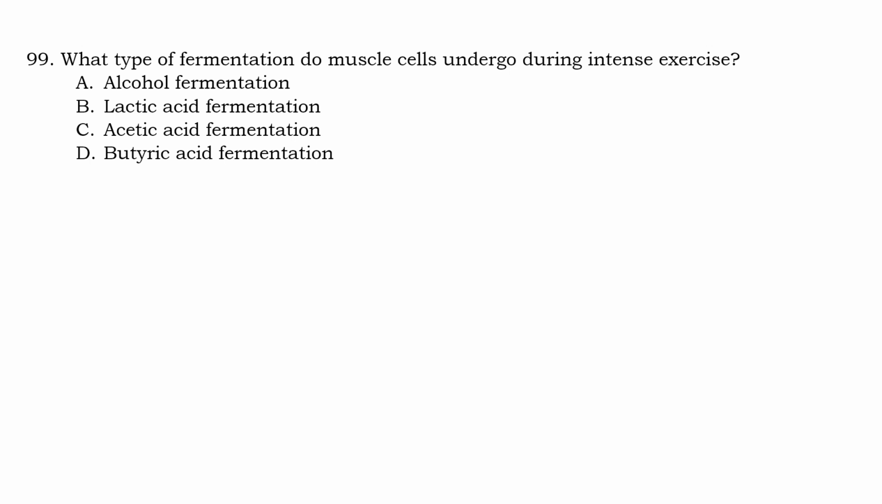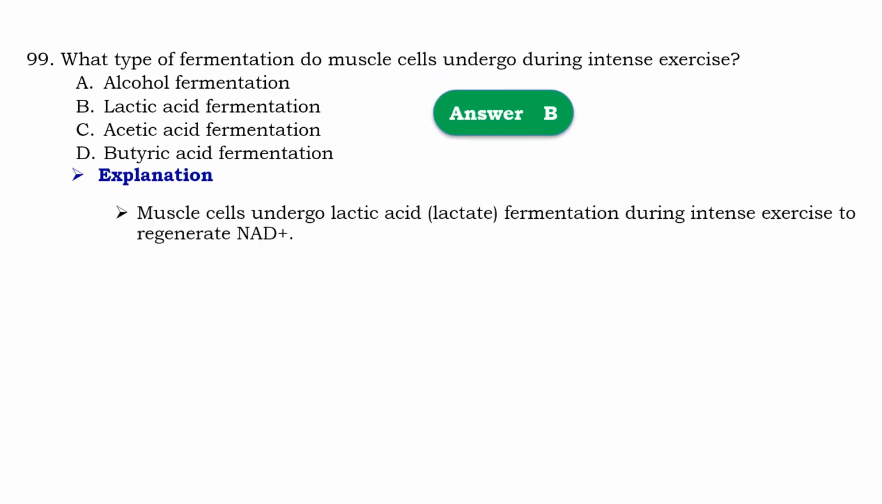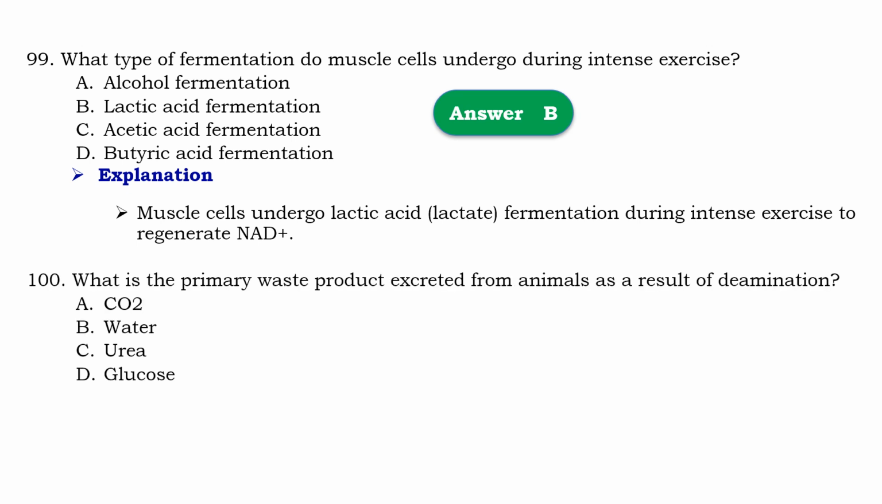Question number 99. What type of fermentation do muscle cells undergo during intense exercise? So the answer is B, lactic acid fermentation. It means that muscle cells undergo lactic acid or lactate fermentation during intense exercise to generate NAD+.